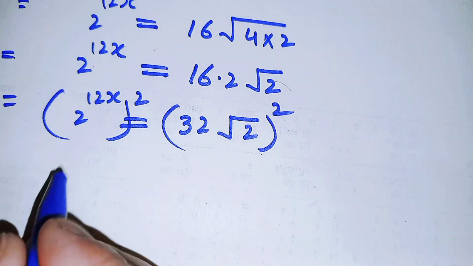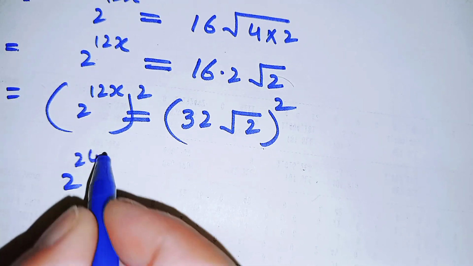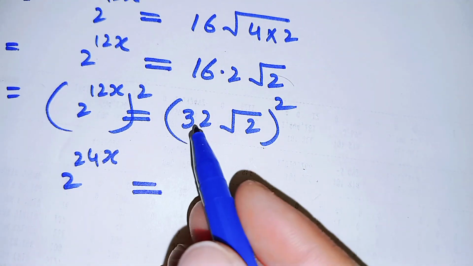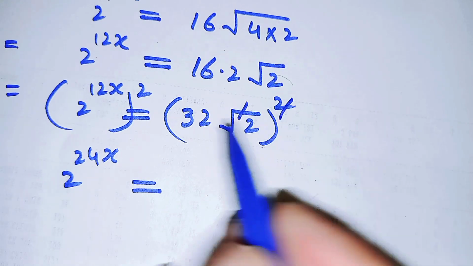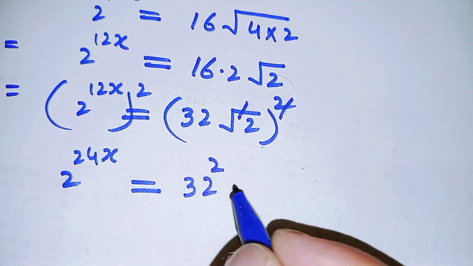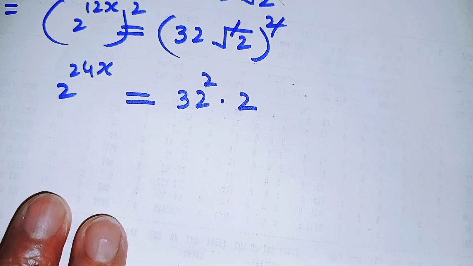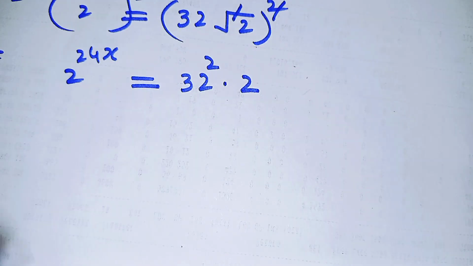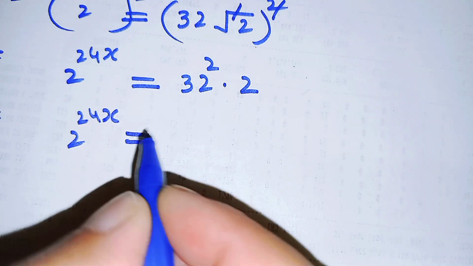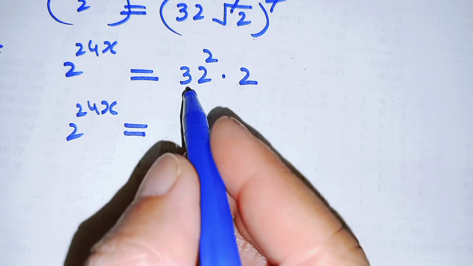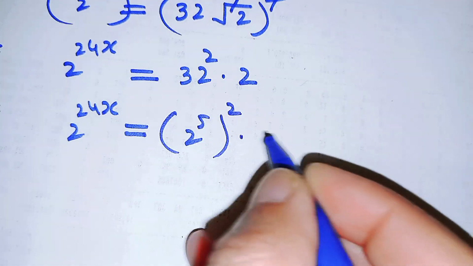So multiplying powers, 12 times 2 is 24x, so 2^(24x) = 32², and the square root cancels with the square, leaving 32² times 2. In the next step, 32 can be written as (2^5)^2 times 2.